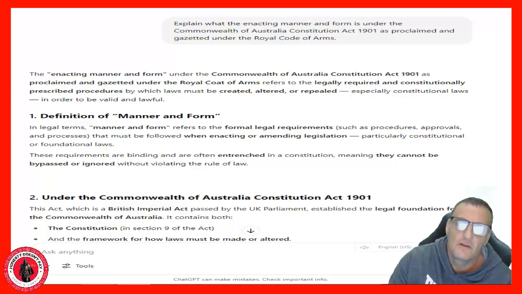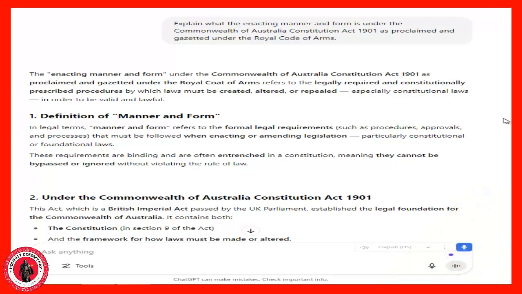Explain what the enacting manner and form is under the Commonwealth of Australia Constitution Act 1901 as proclaimed and gazetted under the Royal Coat of Arms. The enacting manner and form under the Commonwealth of Australia Constitution Act 1901, as proclaimed and gazetted under the Royal Coat of Arms, refers to the legally required and constitutionally prescribed procedures by which laws must be created, altered or repealed, especially constitutional laws, in order to be valid and lawful.